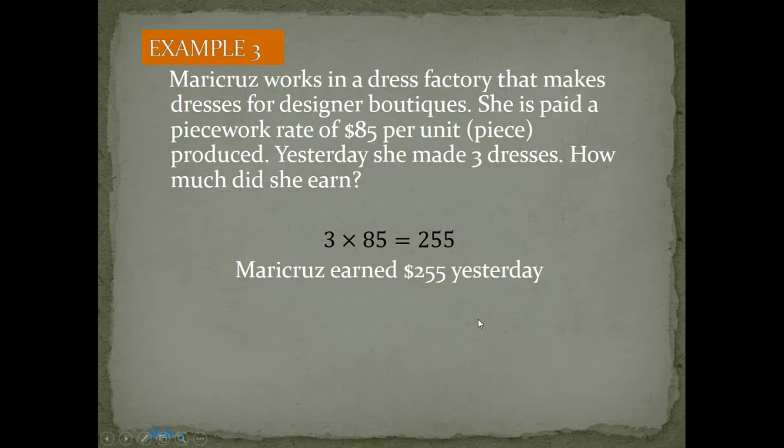So yesterday she made 3 dresses, and we want to know how much she actually earned. We're just going to multiply 3 times 85. That's how much product she sold. She made 3 dresses, and she gets $85 per dress. It's $255 that she earned. Okay, pretty easy on that one.